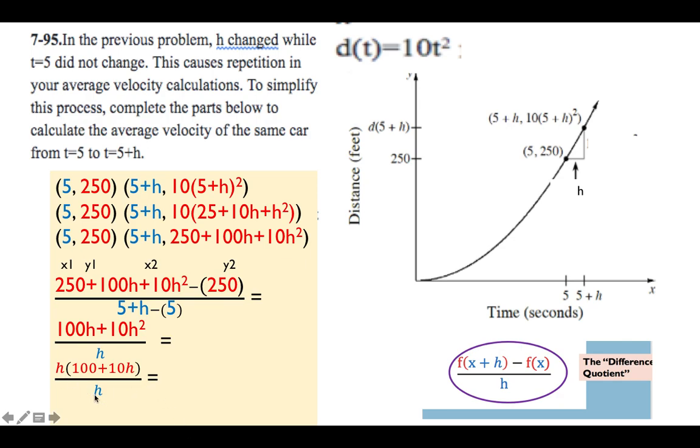Now we have h here and h here. We could go ahead and cancel out these h's to get 100 plus 10h. That's really, really nicer than this that we had right here.